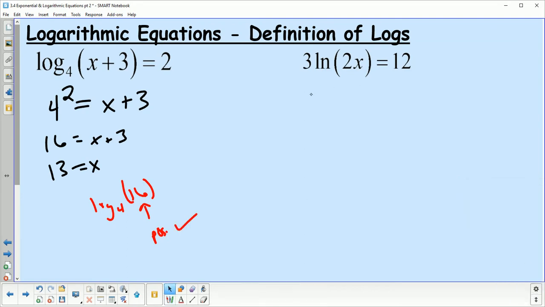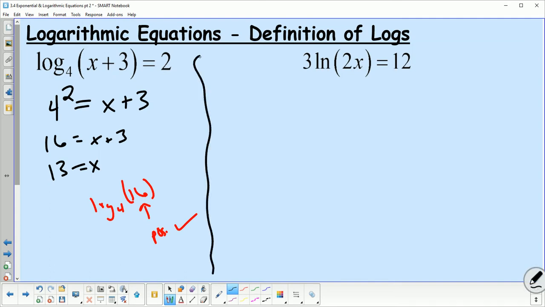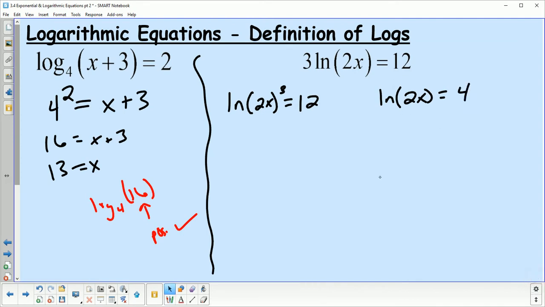Now, on this other one, there are a couple different ways we could solve this. We could apply the power rule and say that the natural log of 2x to the third equals 12. Or, and this is probably going to be the slightly easier way, we can isolate this log expression by dividing both sides by 3. So 12 divided by 3 is going to give us 4. And you'll see when we solve it this way, it's probably going to be a lot easier.